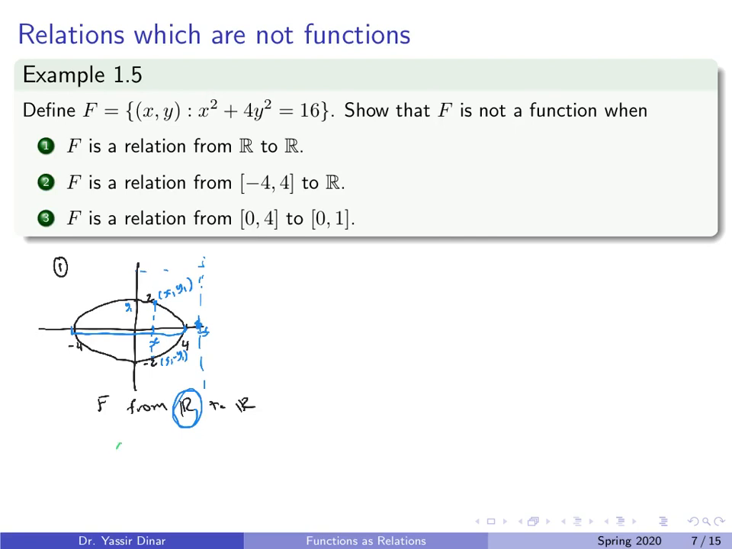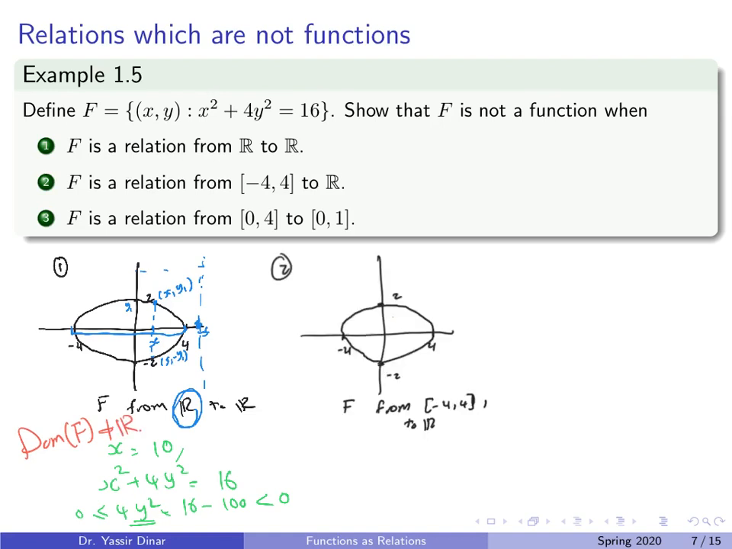For example, if we take x equal to 10, then we cannot find y such that x squared plus 4y squared is equal to 16, because substituting x equal to 10, that means 4y squared is equal to 16 minus 100, and this is less than 0. It cannot be negative, because y squared is supposed to be positive. So this one is not a function because the domain of f in this case is not equal to R.